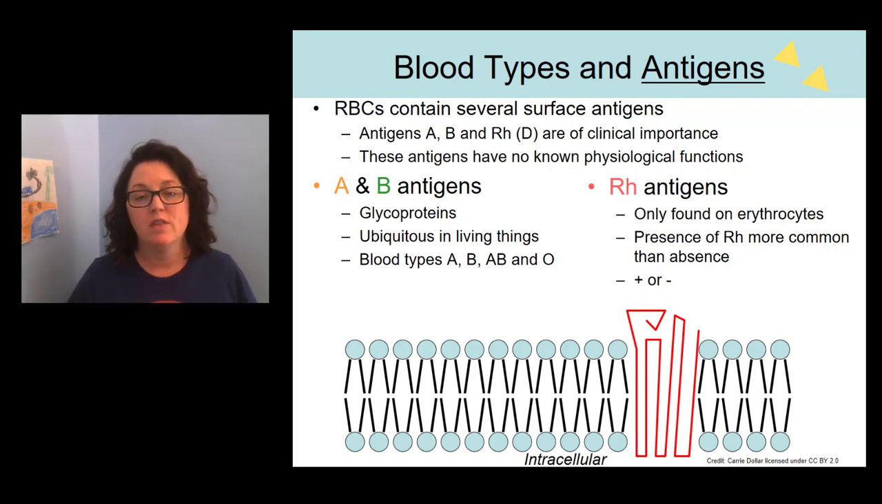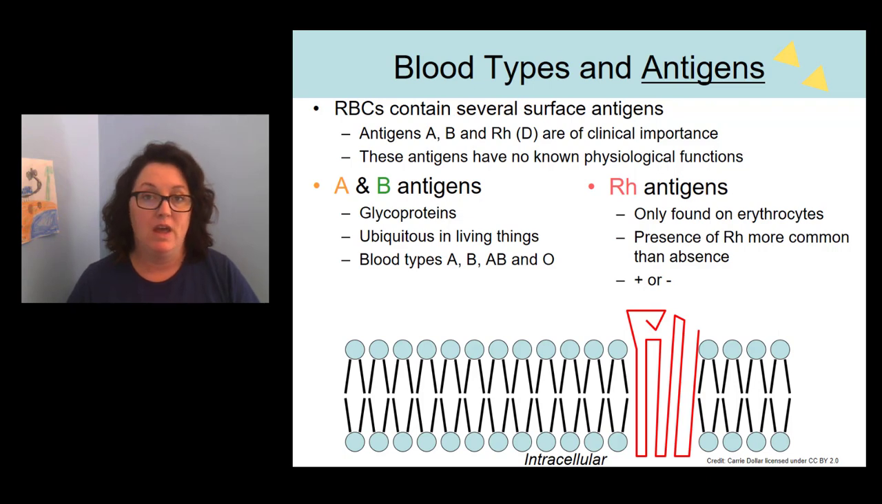We call it RH. The RH comes from rhesus monkey, and it turns out that's the animal where they discovered that particular antigen first. Anyways, the antigens A, B, and RH are the only ones that have clinical importance. The other ones don't have any kind of clinical significance. Oddly enough, antigens A, B, and RH don't have any physiological functions either.